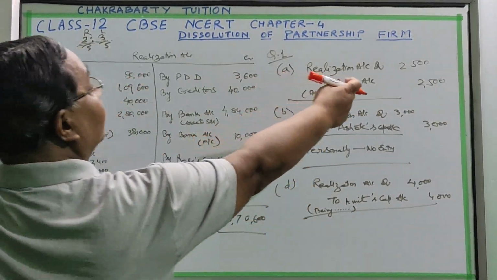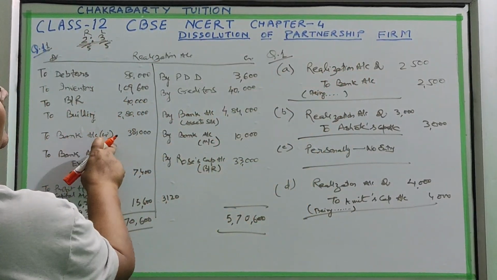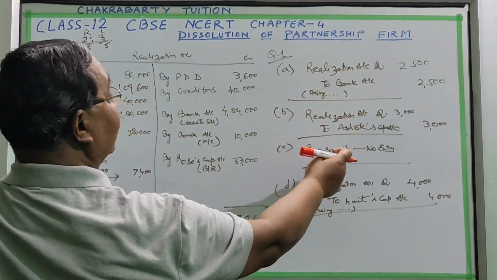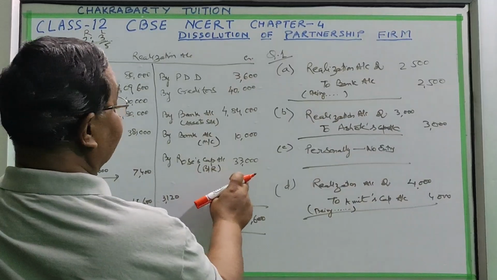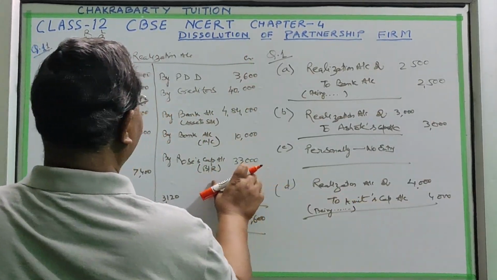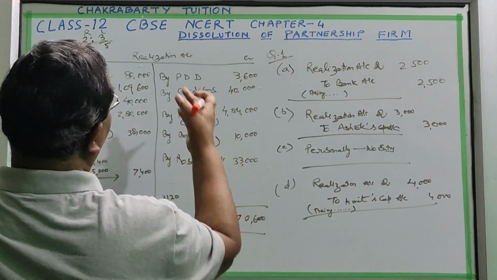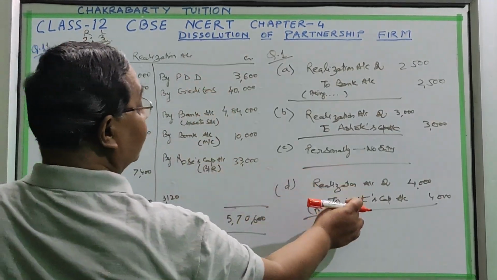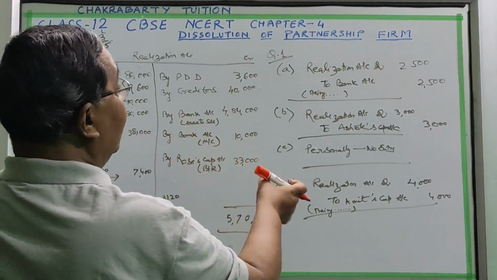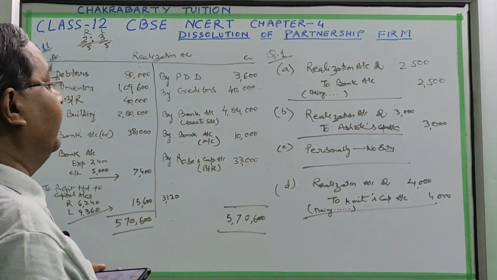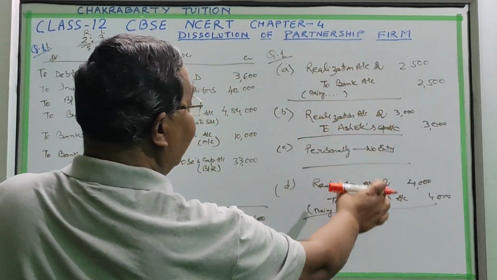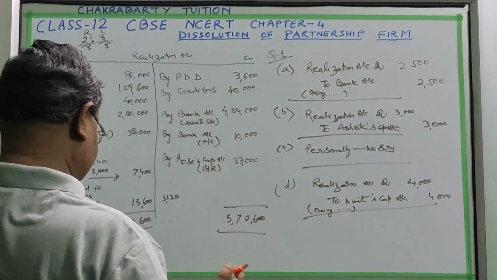Now you understand whatever realization we have debited to bank account like this, we can write to bank account. That's why realization is coming so many times. And if anything is taken by anyone, we will write his capital account debit to realization. All entries will be realization because assets and liabilities are already transferred here. So no new account we will open. Whatever is there we will close through the realization account. That's why these journal entries are there.